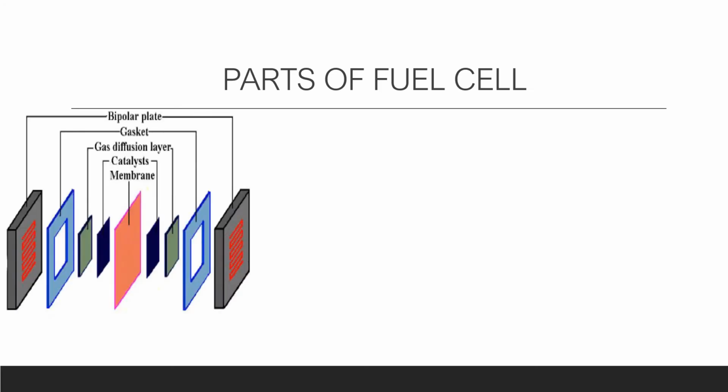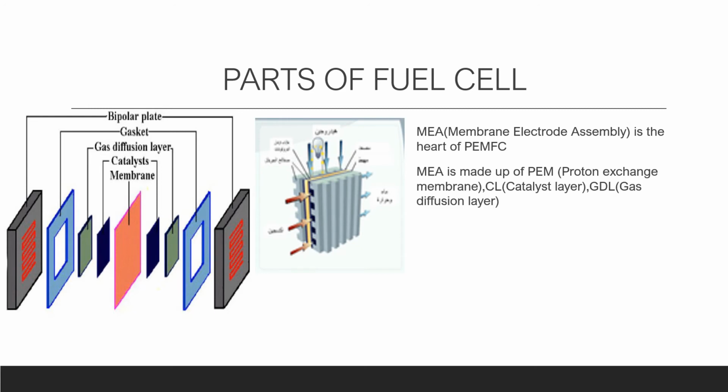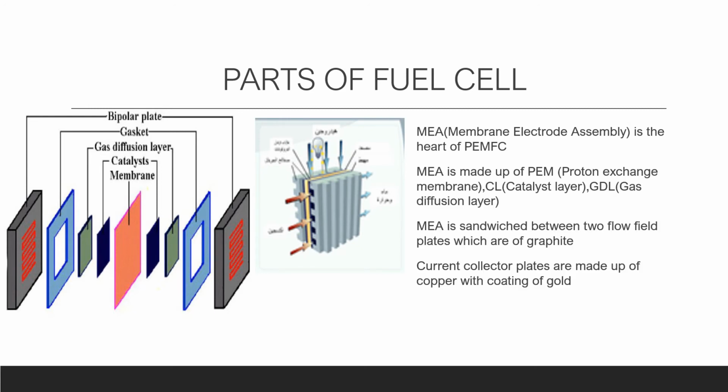So the different parts of the fuel cell are: it has the membrane, which is basically the proton exchange membrane, and this membrane will be coated on both sides by the catalyst. The catalyst we generally use is platinum, but nowadays higher research is going on replacing the platinum with other types of catalyst, such as carbon-based catalyst.